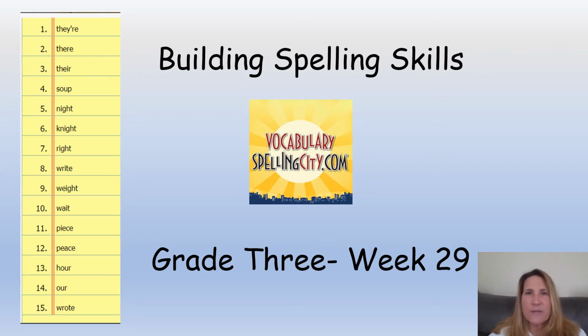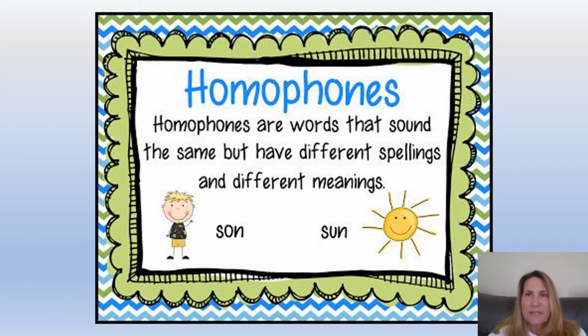I am here to introduce your new spelling words this week, week 29. Your words this week are homophones. Homophones are words that sound the same but have different spellings and different meanings. So if you look here, this is son, S-O-N, and it's a male child. And this sun is S-U-N, and it's the big shiny star in the sky. They sound the same, but they're spelled different and they mean different things.